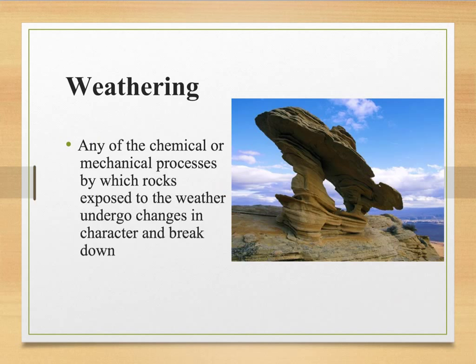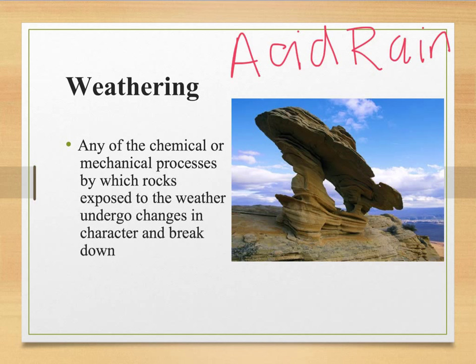Weathering is any kind of process, chemical or mechanical, that breaks rock down. This could be being exposed to the weather, like rain or winds. It could be not just the rain, but what's in the water. For example, pollutants that get into the air produce acid rain, and this acid rain can eat away at rock. That's also a weathering that can occur, and that's more of our chemical weathering.